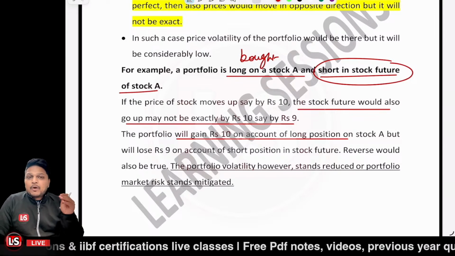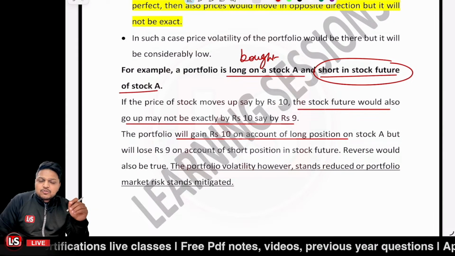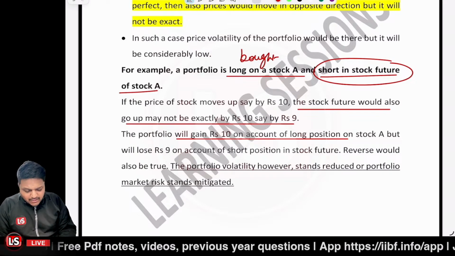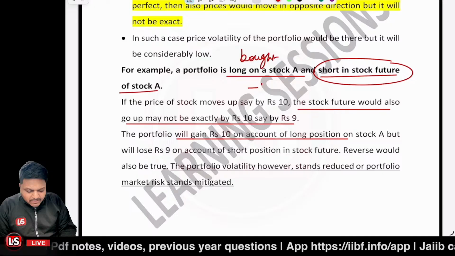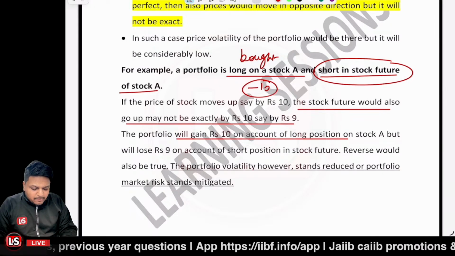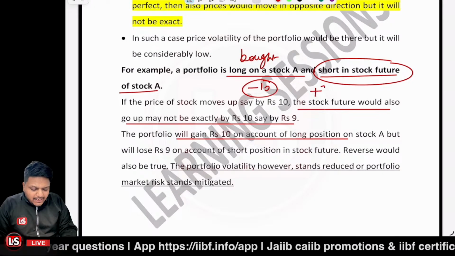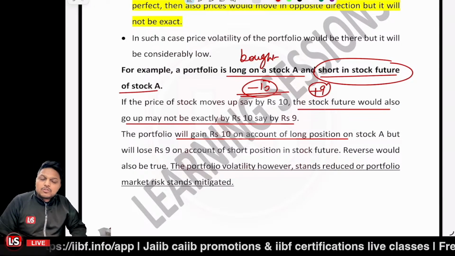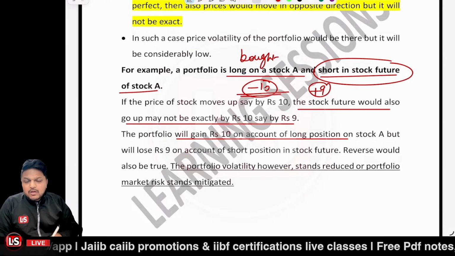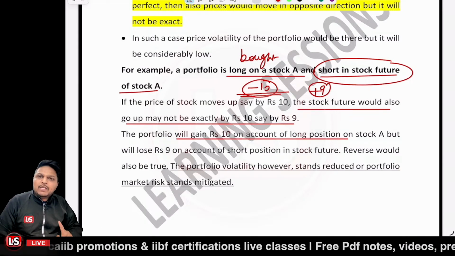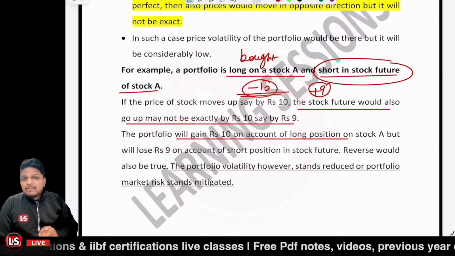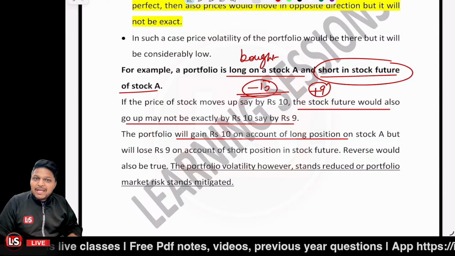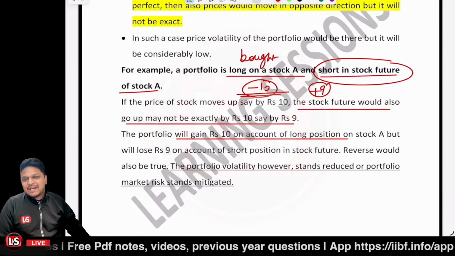But the reverse is also true. Let's say the price of share A dropped by rupees 10, but the price of the future dropped by 9 only. Now you gained rupees 9 from the futures, but lost only rupees 10, right? So the overall net loss is limited to rupee 1 only. This is how you can be limiting your negativity, limiting your downside potential, right?